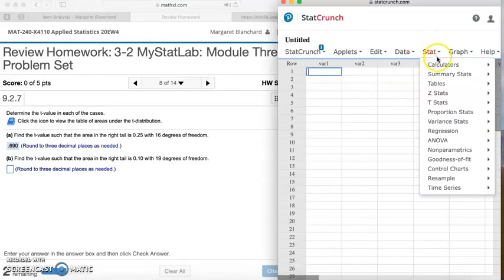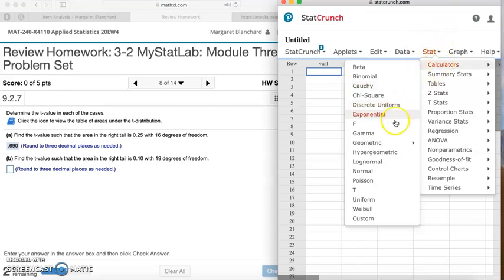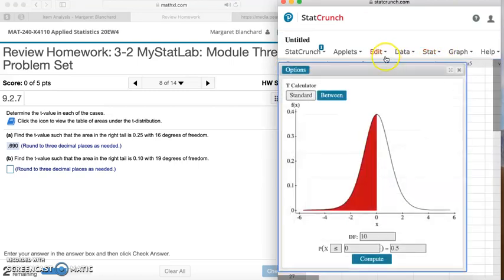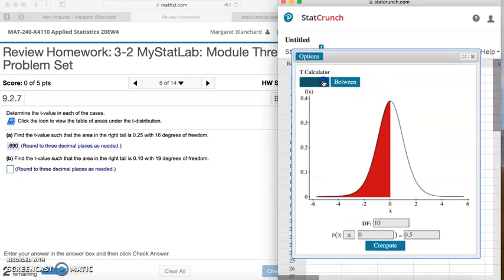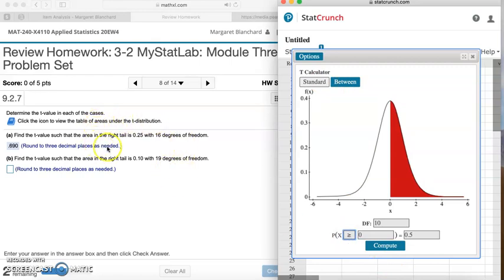Just to show you really quick how we would do that in StatCrunch, again, I already opened it over here. You're going to go to Stat, Calculators, and go down to T. So here it brings up this pretty little graph calculator. And again, this is a standard, and we want to change this to greater than because that's what we're looking at. Right here it says right of the tail.